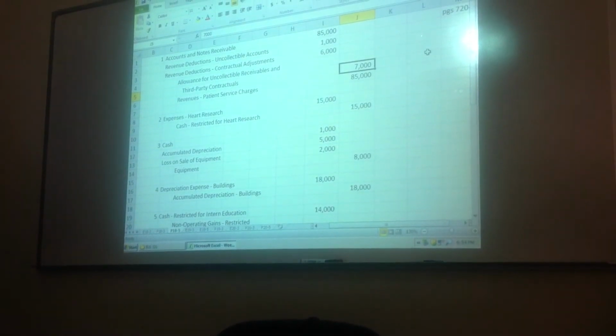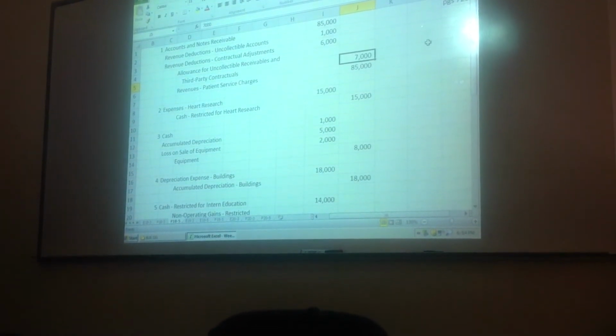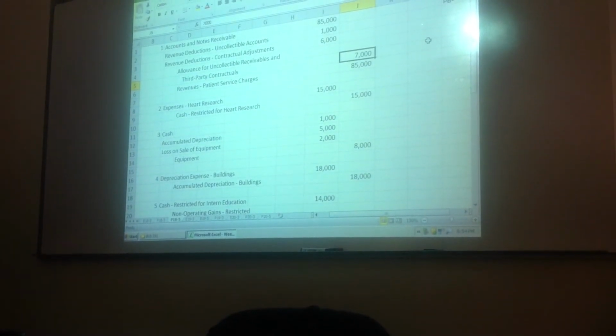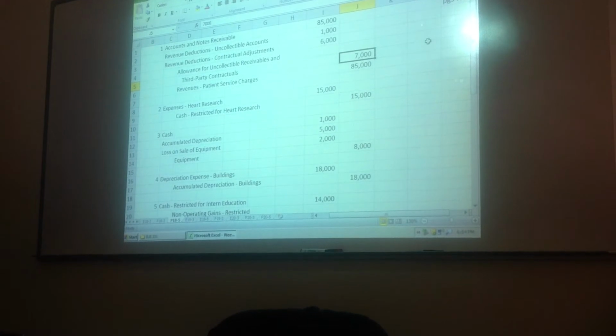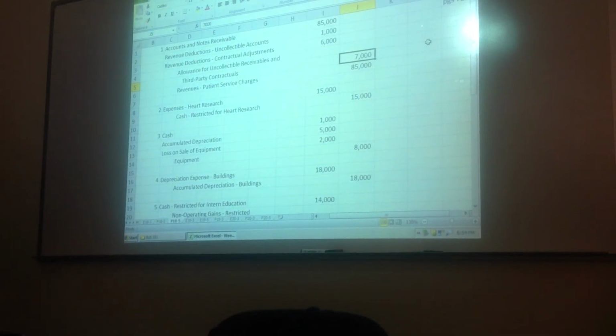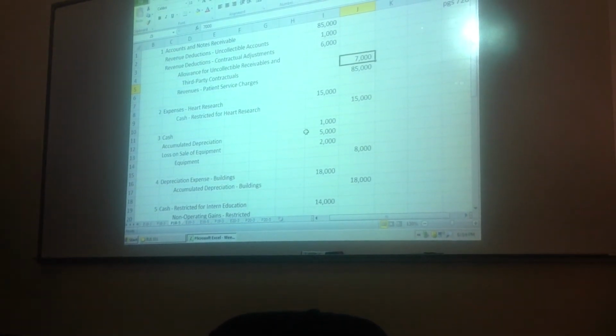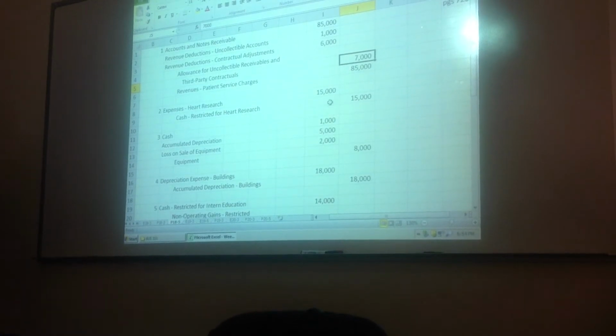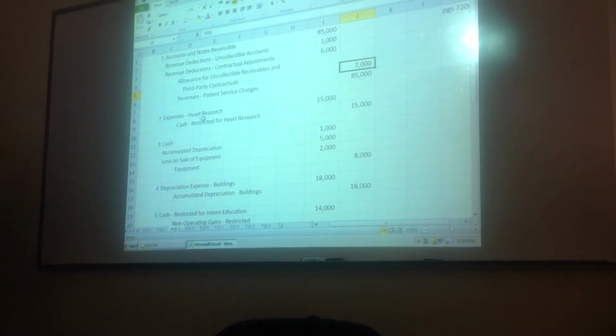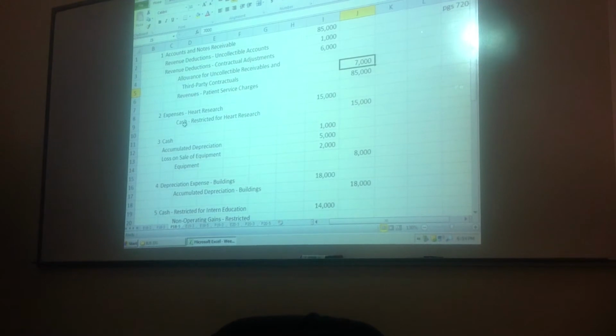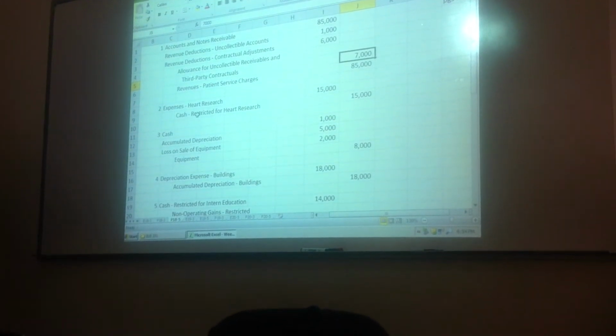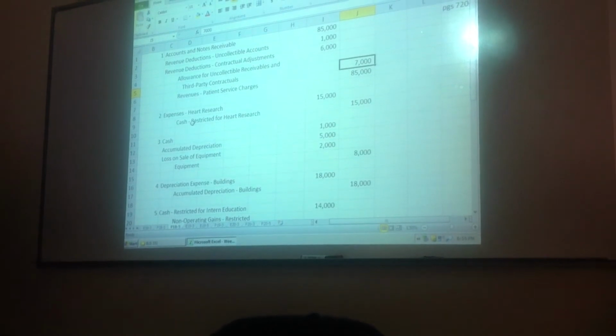Okay. Number 2, expenses of $15,000 were incurred for heart research. Restricted assets that were received in prior years were used to finance this research. So I'm going to debit expenses for heart research, and I'm going to credit my cash and note that that was restricted cash. Right? Cash that had been restricted for heart research.